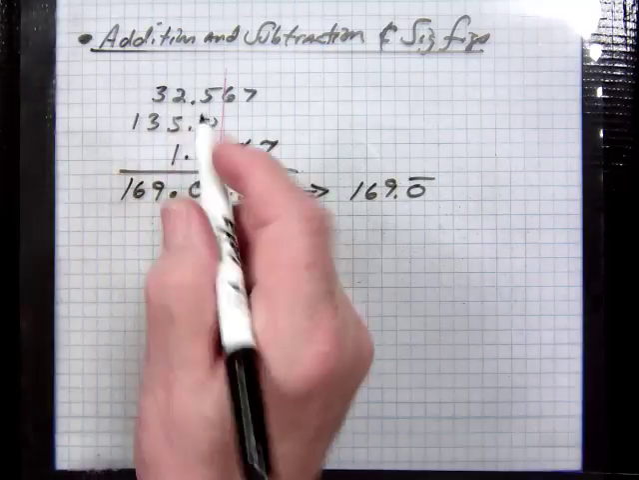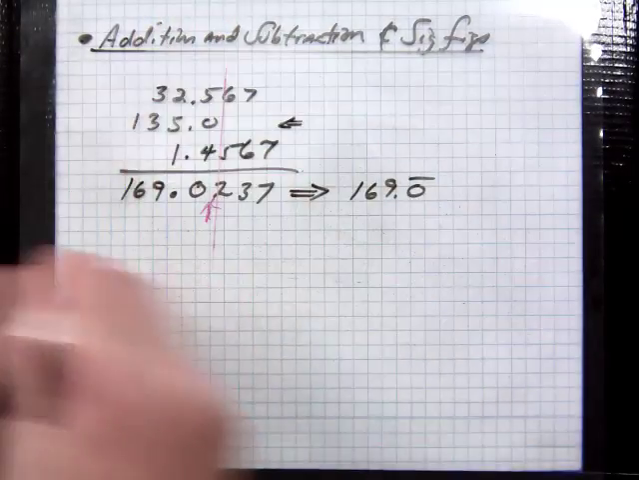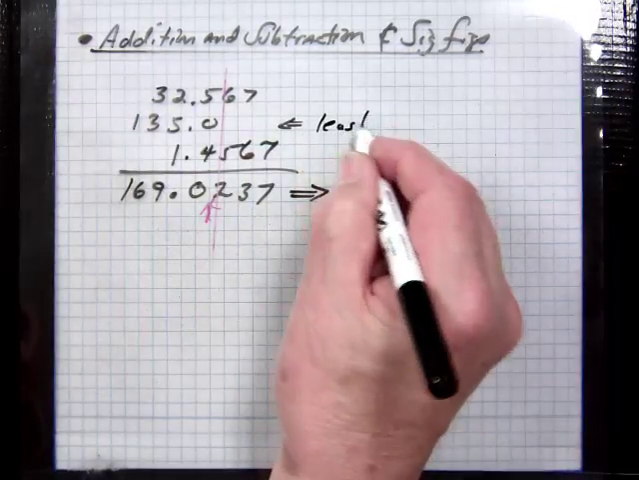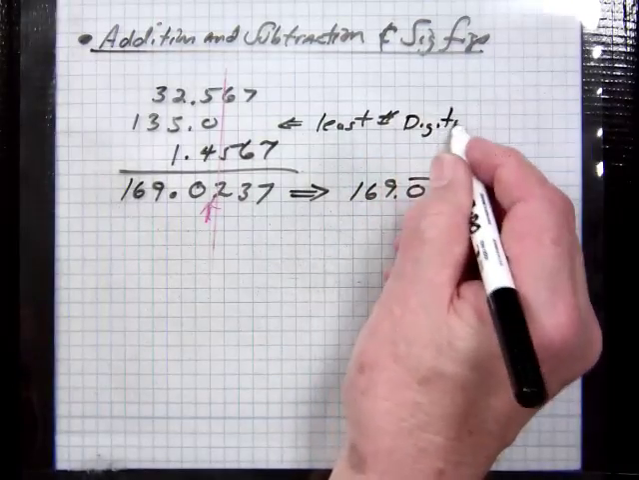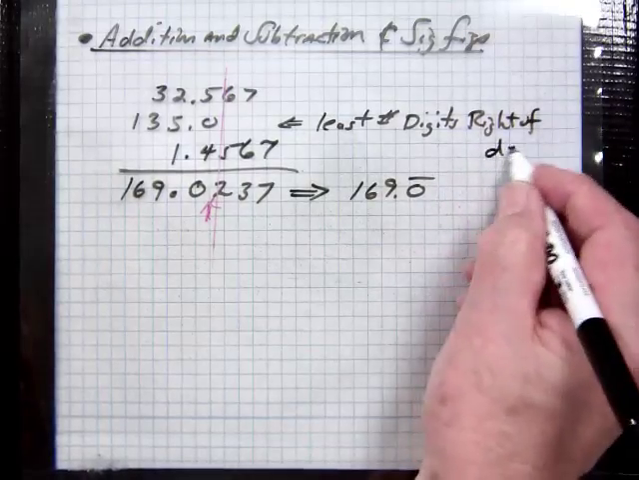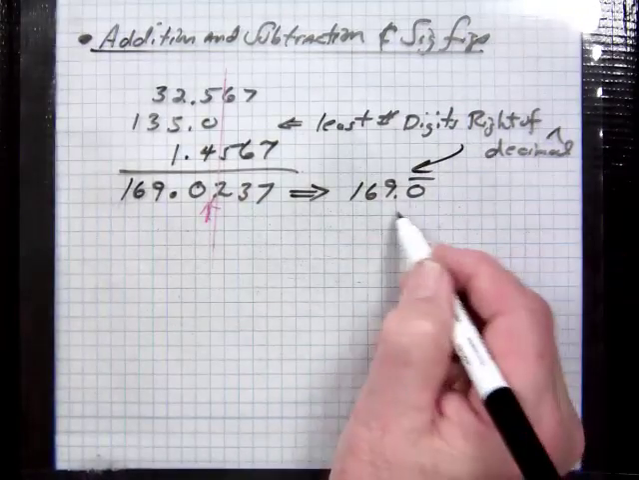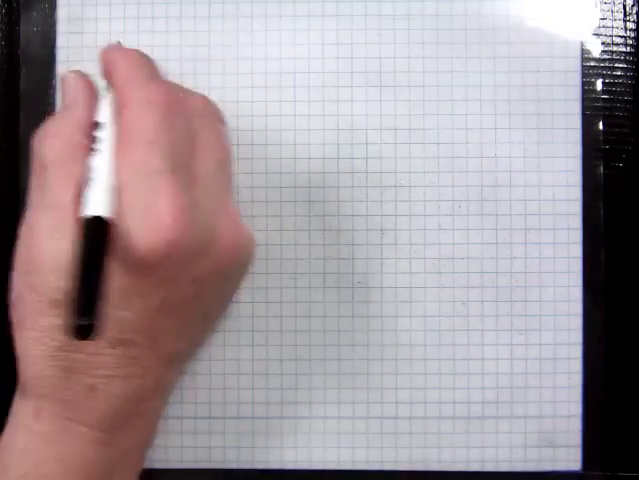You see what I did? I looked at the least number of digits to the right of the decimal and rounded the final answer to that reference. And so that would reflect the positioning of your rounding, or how far to carry that measurement. As scientific notation.